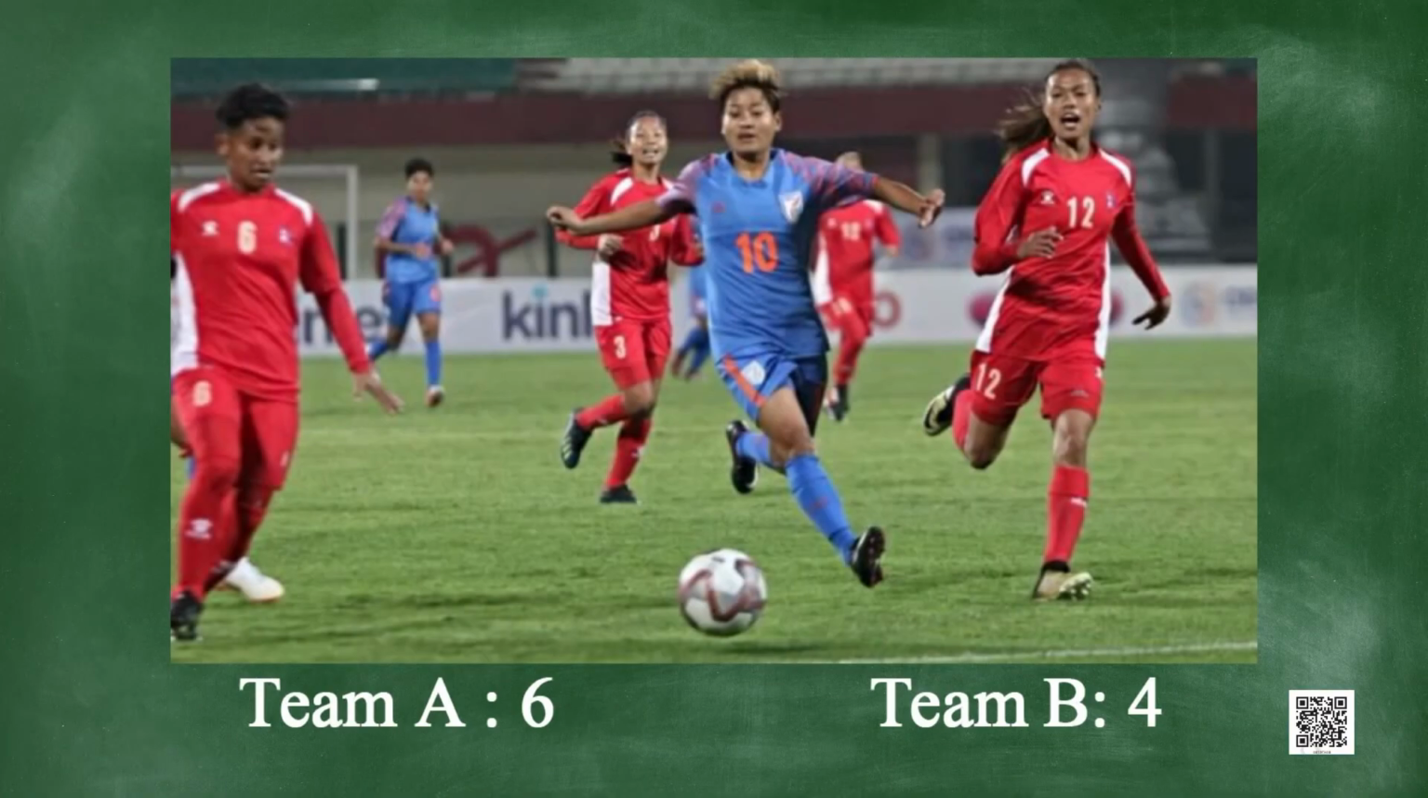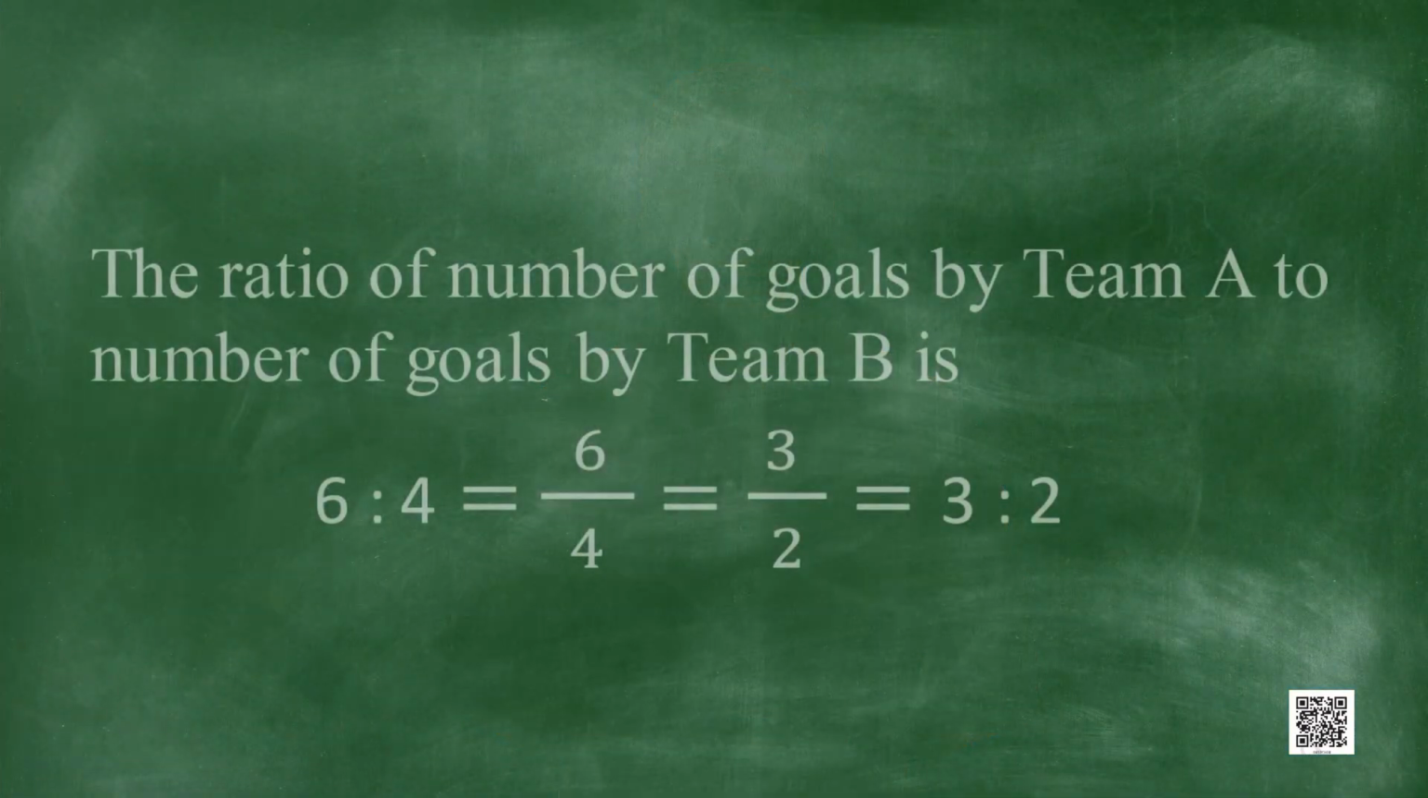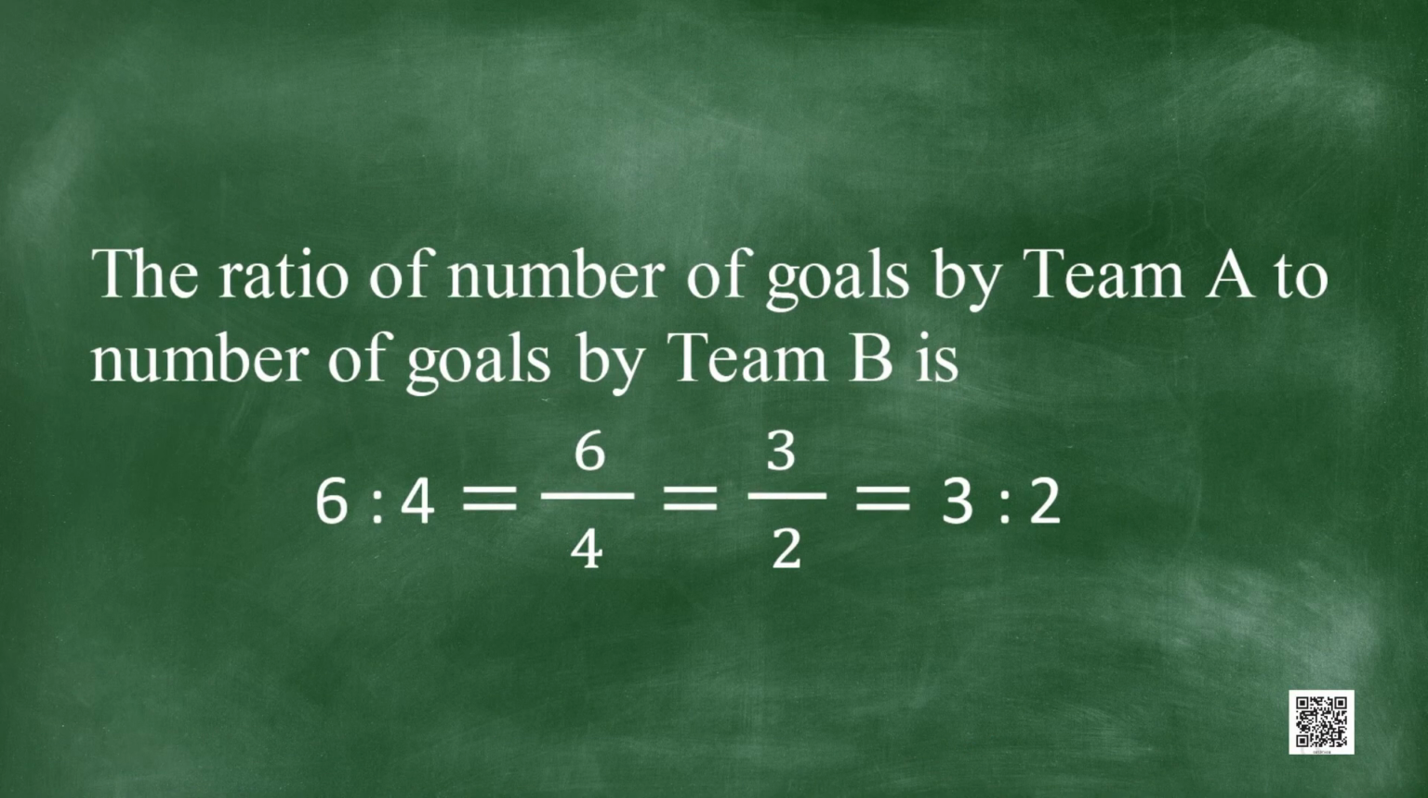Students, for an example, in a football game, if team A has scored 6 goals and team B has scored 4 goals, how will you compare the number of goals of team A with team B? Yes, we compare them in terms of ratios. The ratio of number of goals by team A to number of goals by team B is 6:4, which is nothing but 6/4, which is nothing but 3:2. So this means that team A has scored 3 goals for every 2 goals of team B.